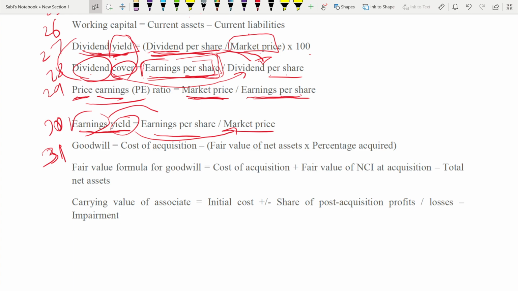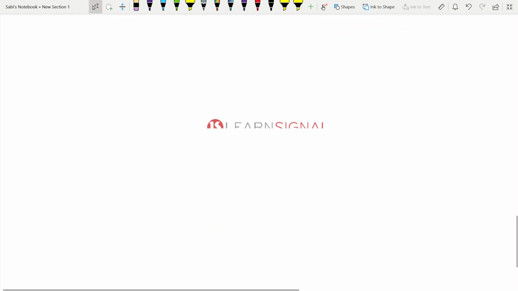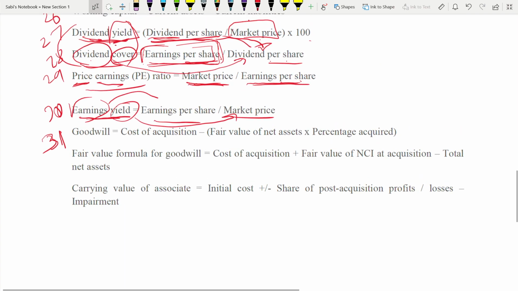And definitely, you have to do questions. I have seen questions on P/E ratio, dividend cover, dividend yield, right? Now, goodwill. So I think we are almost over. 31, 32 and 33. So 33 formulas are there. And these formulas are not there in your formula sheet, mind you. So, goodwill.